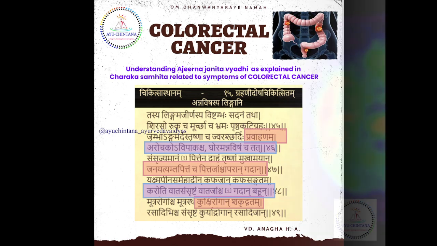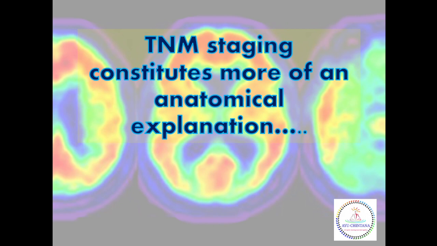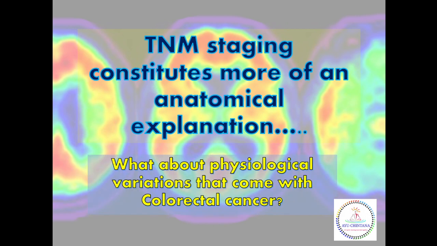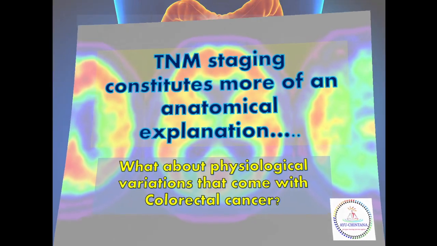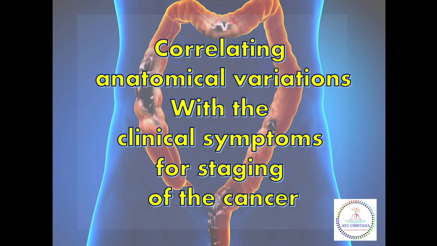So next comes, with the background of PET scan saying TNM staging constitutes more of an anatomical explanation, what about the physiological variations that come with the colorectal cancer then? Right? This question is so valid. Correlating the anatomical variations with the clinical symptoms for staging of the cancer, this is how allopaths diagnose cancer.